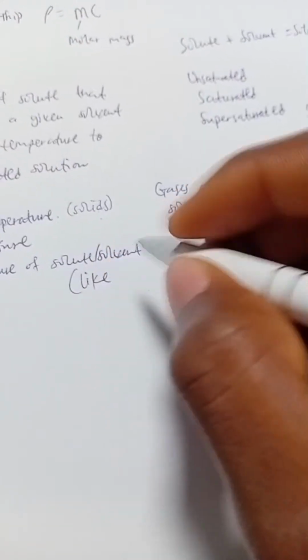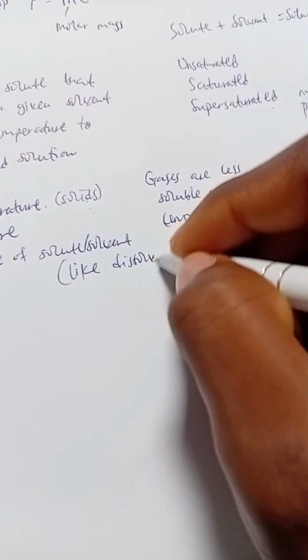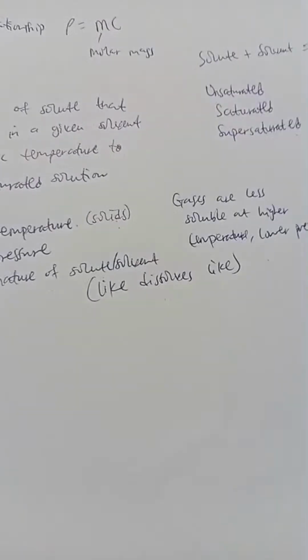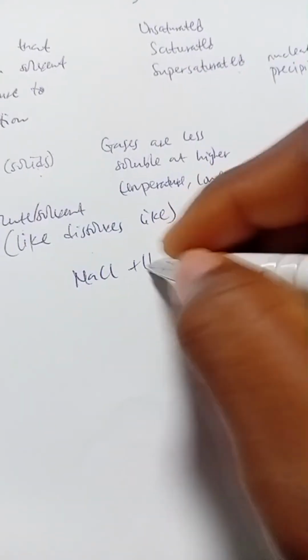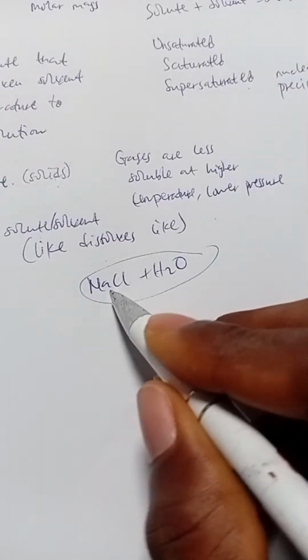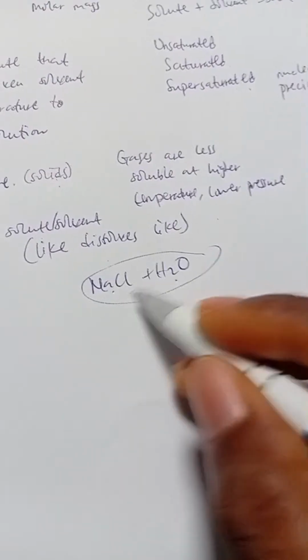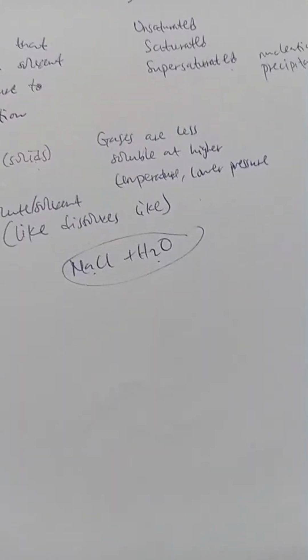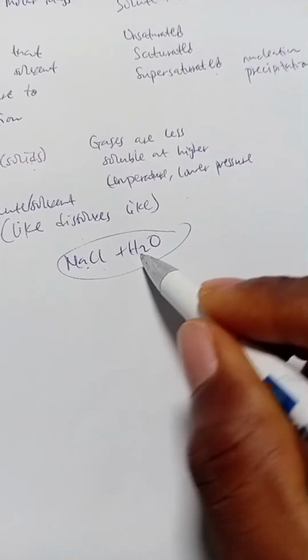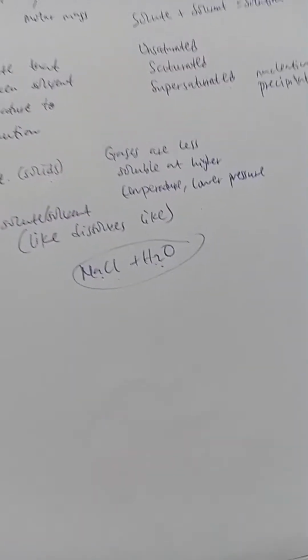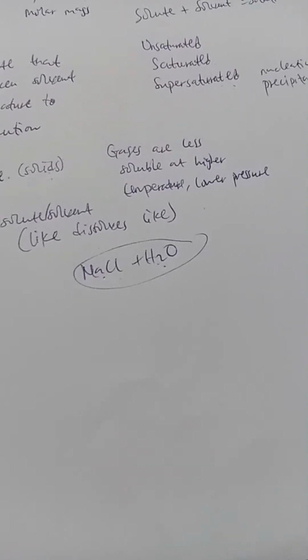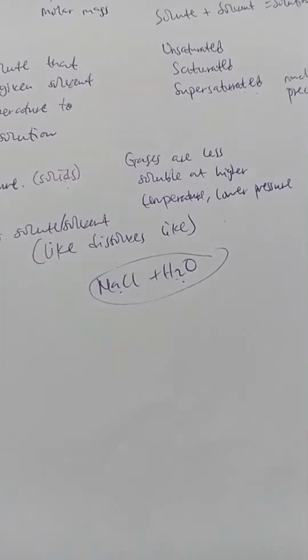So we are going to use the concept of like dissolves like. When you add sodium chloride to water, it is going to dissolve, because this is polar, and this is also polar. So sodium chloride is soluble in water. But if you add something like kerosene to water, kerosene is not soluble in water, because kerosene is non-polar, but water is polar. All right. So this is just some basic definitions.